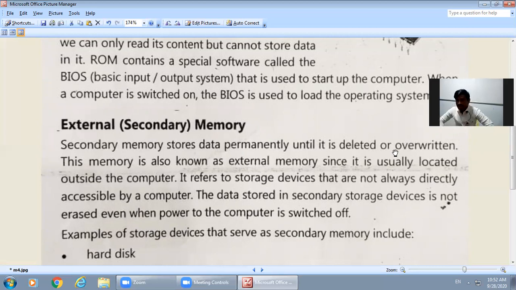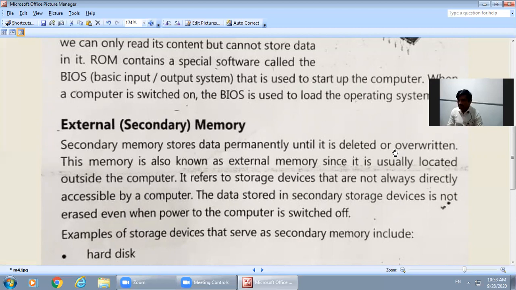See, this memory is also known as external memory. Secondary memory is also called external memory. It is usually located outside the computer. It refers to storage devices that are not always directly accessed by the computer. It will not be directly accessed by the computer. We have to attach it externally to the computer.